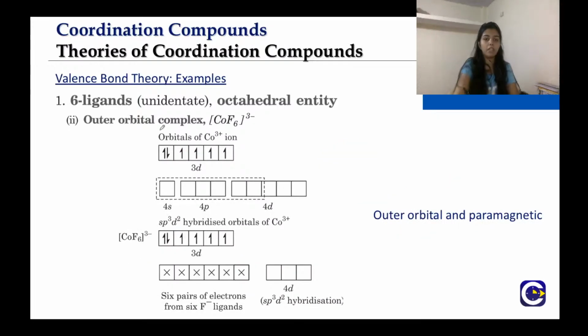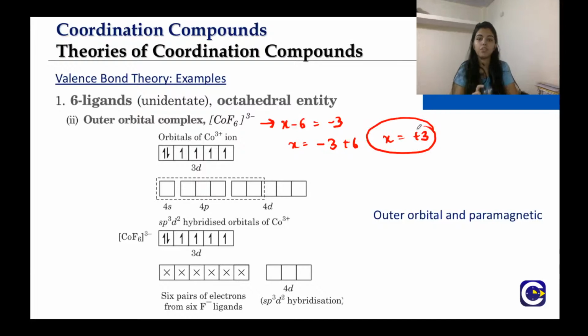Now the next complex, CoF6 3-. First thing, you need to find out the oxidation state of cobalt. So this will be x minus 6 equals minus 3. So x equals minus 3 plus 6. X will give you what? Plus 3. That means cobalt is present in plus 3 oxidation state. Now you identify fluorine is what? A weak field ligand.